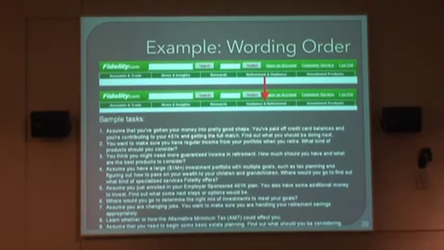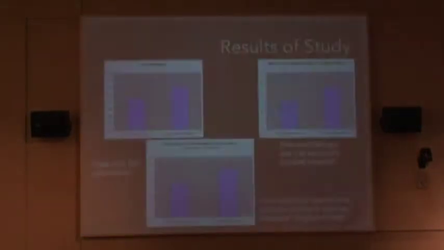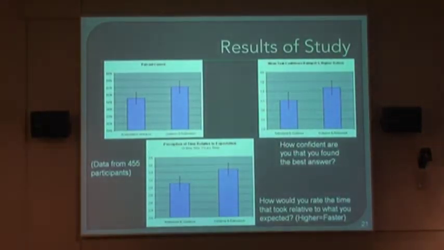Here's some of the kinds of tasks. There was a whole bunch of tasks that we were having people do. And of course, not all of the tasks are ones where you find the answers in that area. They're all over the site. But here's the data. This is from 455 participants. The first graph, top left, is just, did they find the right answers to their questions? They were significantly more likely to find the answers when it was guidance and retirement.